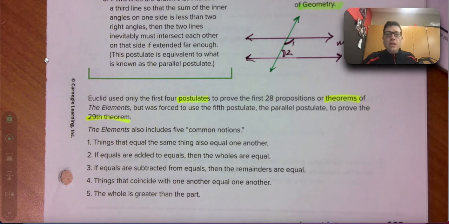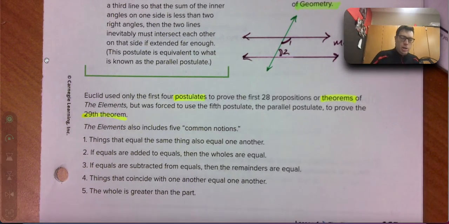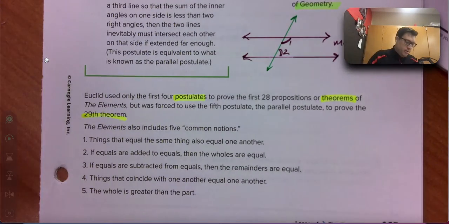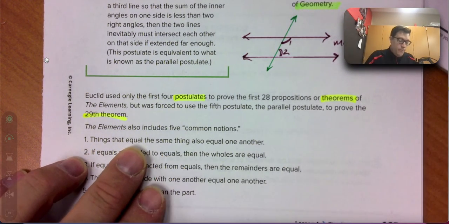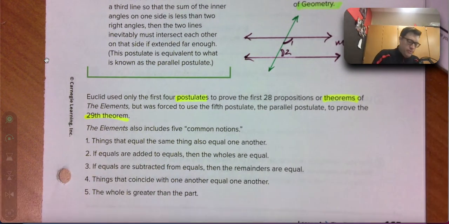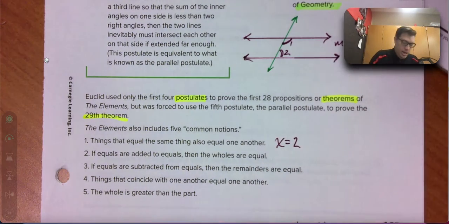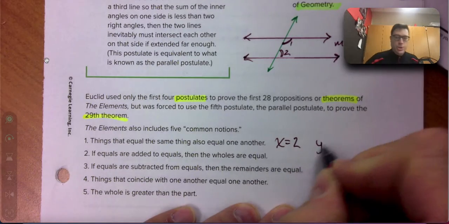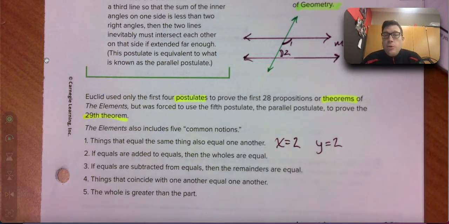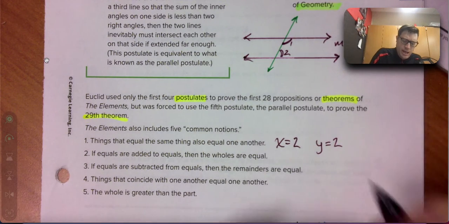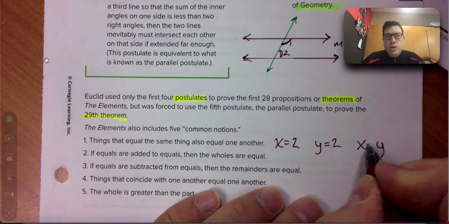The elements also include 5 common notions. These are like, duh. So first of all, things that equal the same thing are also equal to each other. Let's bring in some algebra for this conversation. Let's say x equals 2 and y equals 2. I don't know what x and y are supposed to be, but they're just variables. If they both equal 2, then x and y must also be equal.